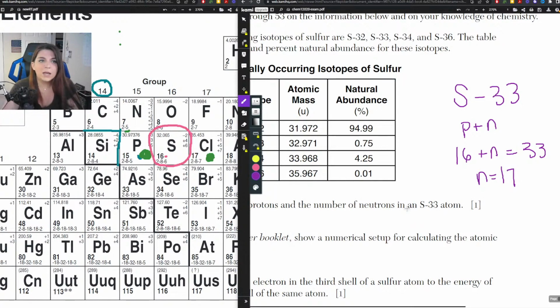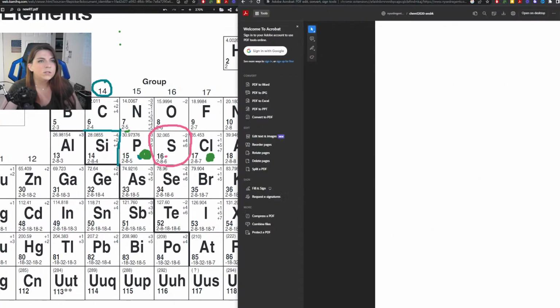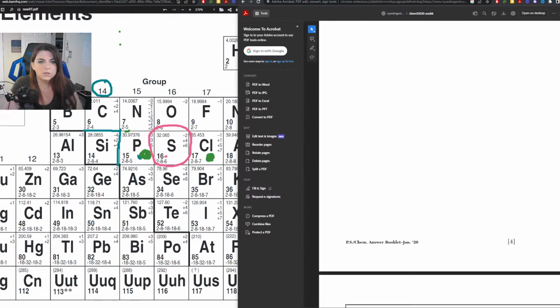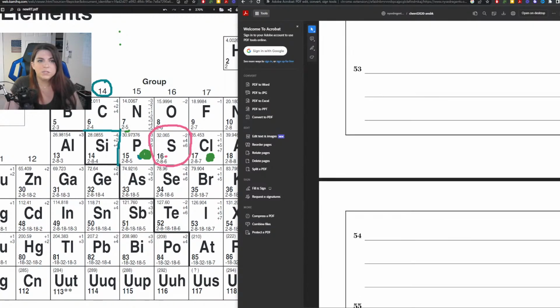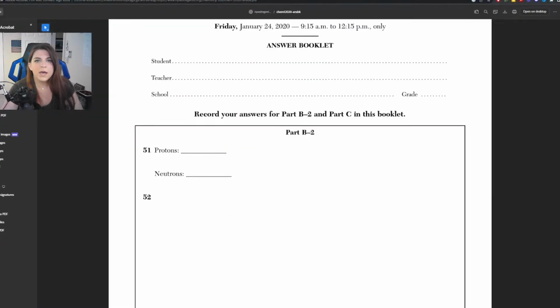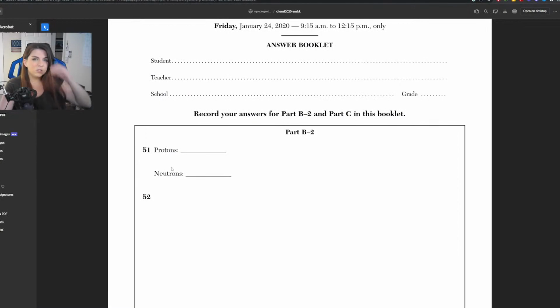And when you actually answer the question, the answer booklet is going to look something like this. It's a lot of empty space with just lines for you to put your answer. I want you to notice that it just says protons and neutrons. It does not ask you how you figured that out. No one cares how you figured that out.